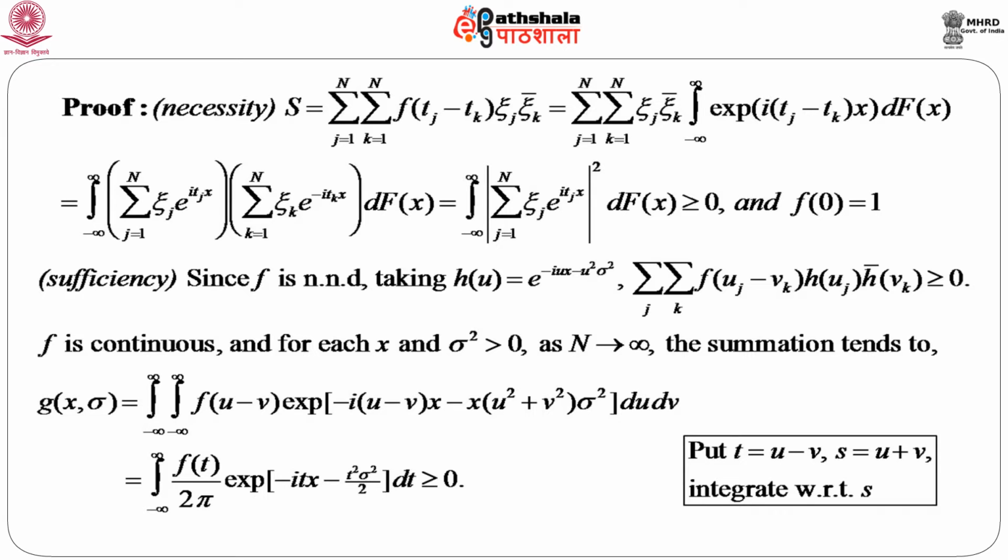Now, here if we substitute t equals u minus v and s equals u plus v and integrate with respect to s, then after a little bit of manipulation, it can be easily shown, it is very simple, that this is the integral from minus infinity to infinity of f(t) by 2 pi, because if you put u minus v equals t, we get f(t) here, and e to the power minus i t x again from here, and from here we get e to the power minus t square sigma square by 2, dt, and naturally this is greater than or equal to 0.